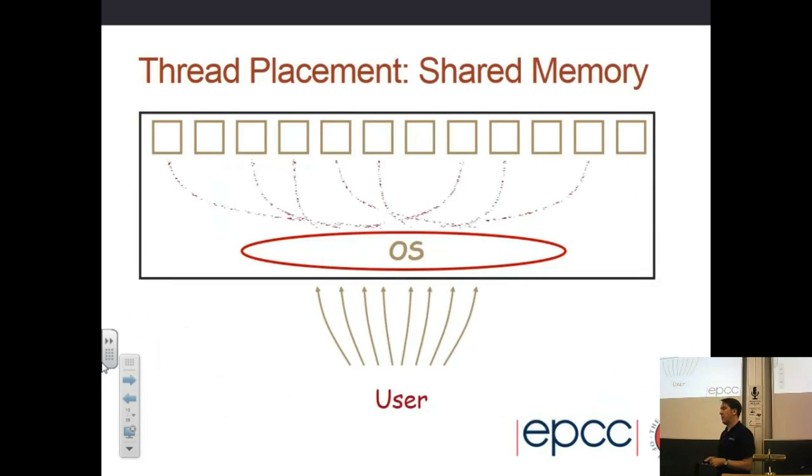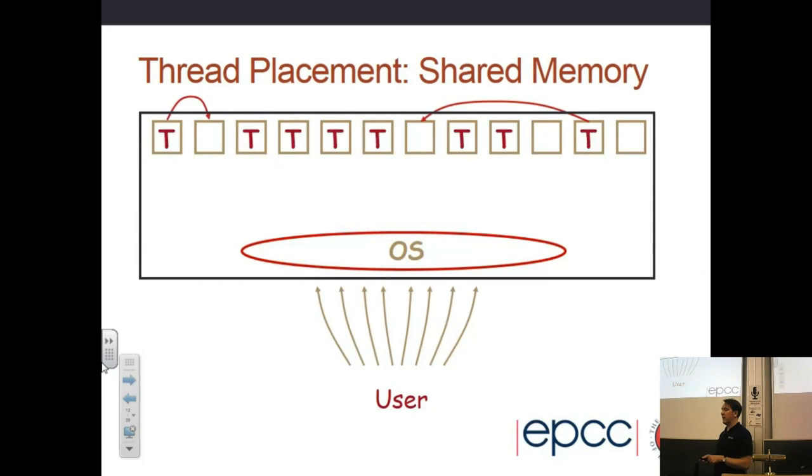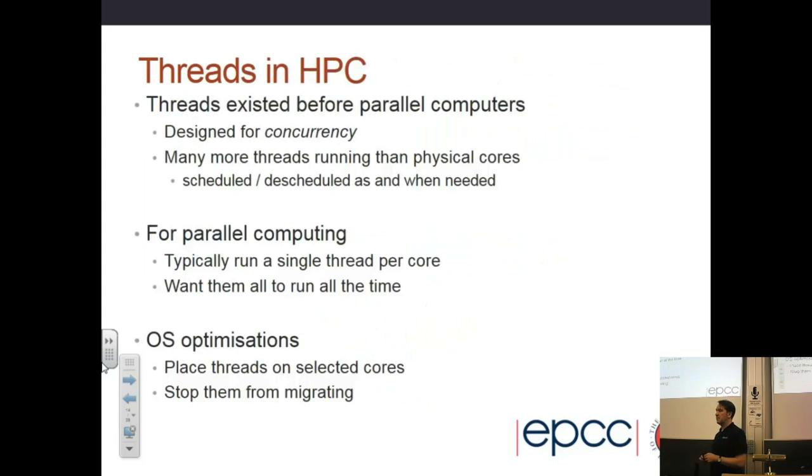And this is just a little diagram to show that the operating system moves threads around, but that's not particularly important here. So, as I said, threads have existed before parallel computing. They were originally designed for concurrency. They originally allow you to run lots of things on a computer and they will be run as and when on demand. You might have a single CPU core, you spawn lots of threads, thinking in the game example about moving your ship or moving a bullet and monitoring the keyboard, and the operating system would make sure they were run in turn. They all had the illusion of running at the same time.